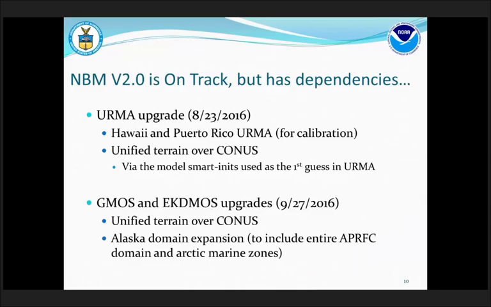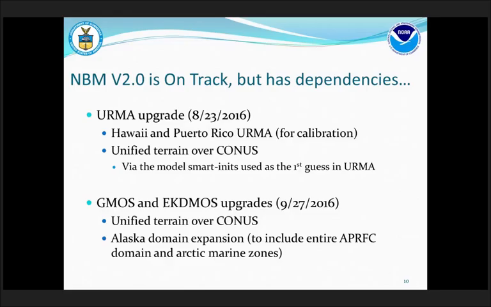Before I turn things over to Dave Rudak, I want to reemphasize everything is on track for version 2.0. We do have our dependencies. We're dependent on the IRMA upgrade. We need the Hawaii and Puerto Rico IRMA grids for calibration. This also introduces that unified terrain over the CONUS. The way that that gets into the IRMA is through the model SmartInits that the IRMA uses for the first guess. That's how the terrain is built in. And then the NBM version 2.0 upgrade has been bundled with an upgrade to GMOS and EKDMOS.